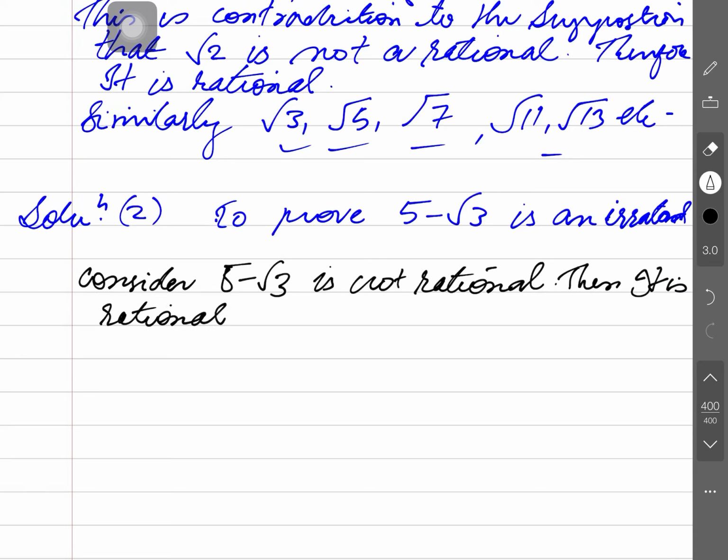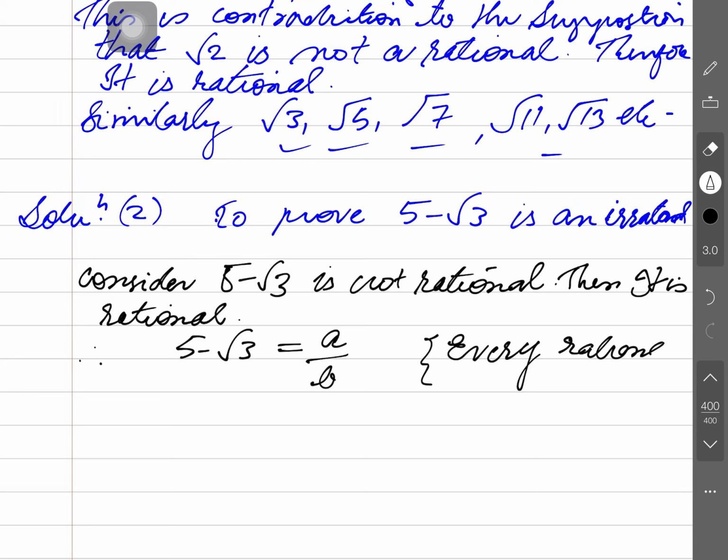Therefore, what can we write here? 5 minus root 3 is equal to a by b. Same as before, we can write it in the rational form here. Every rational can be written as p by q form. Is that clear?